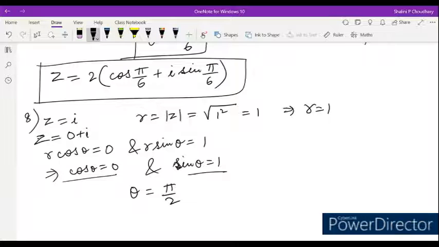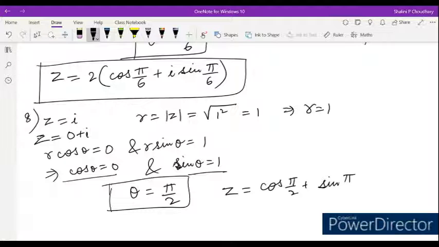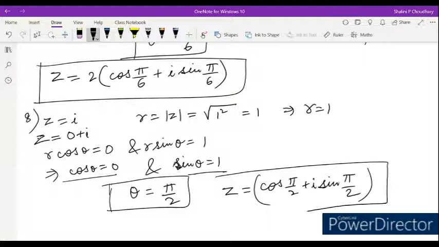Okay, pi by 2. So we got r का value, we got theta, so z will be written in the polar form. Polar form में we can write z. So it will be r is equal to 1 and cos pi upon 2 plus i sin pi upon 2. Okay, this way we can write.